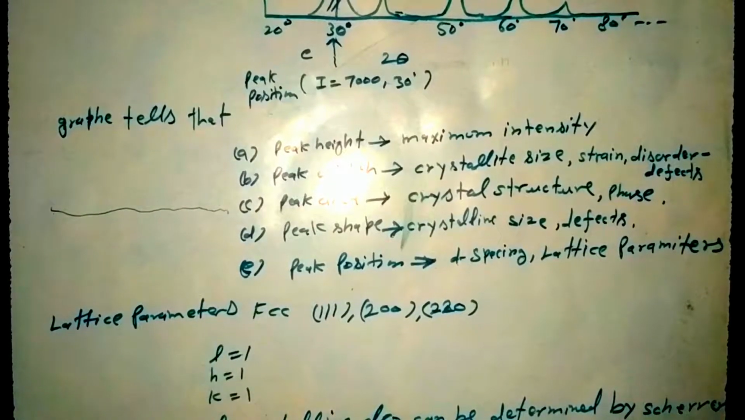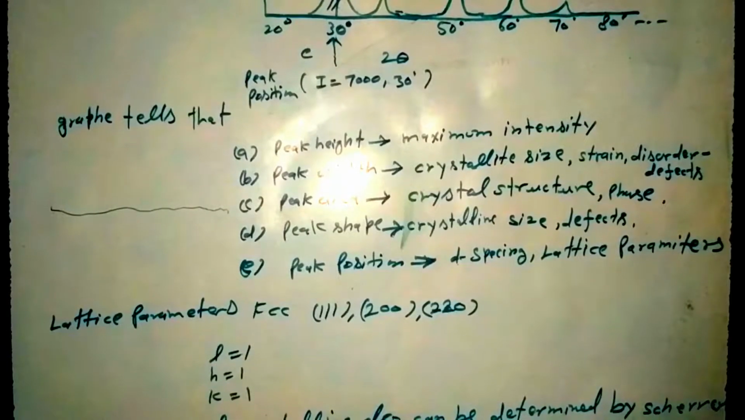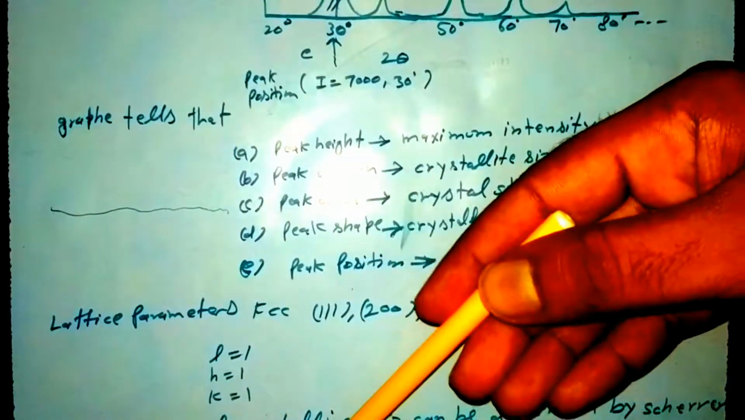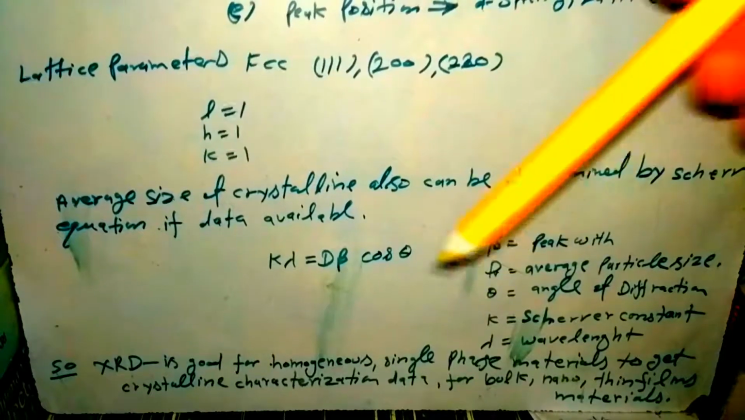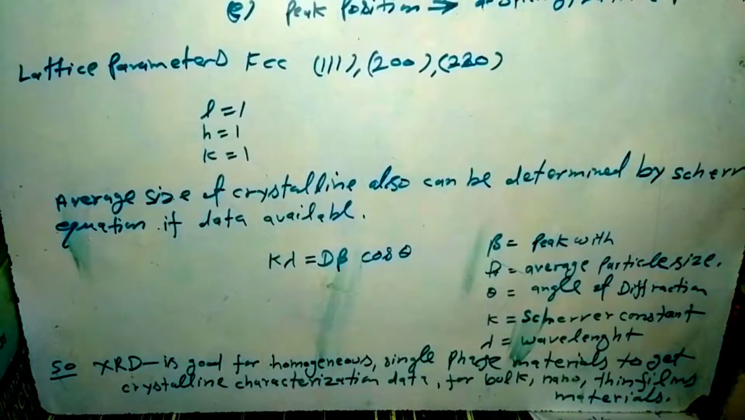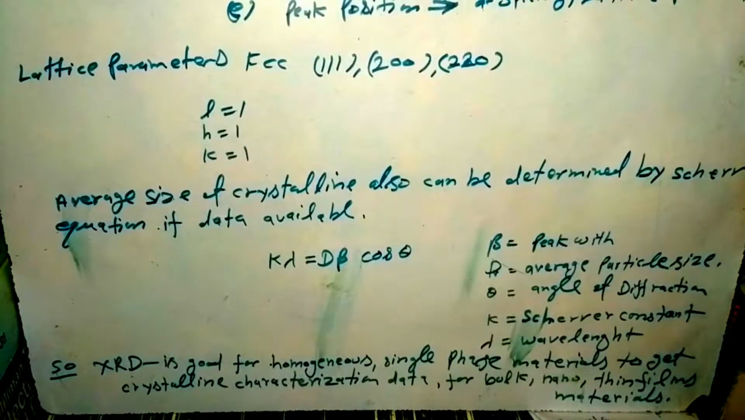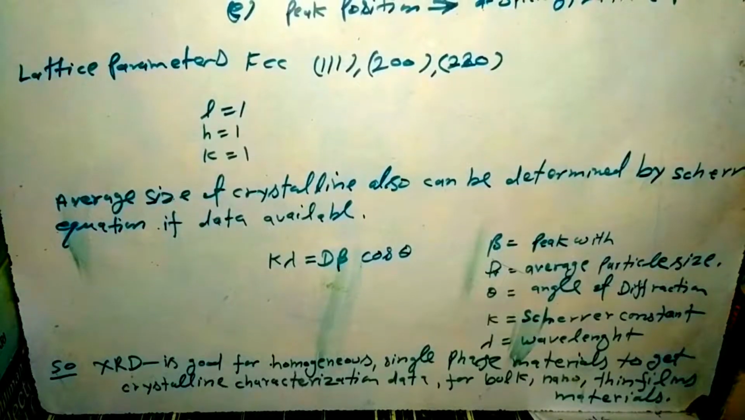We can find many things using the Scherrer equation, like the average size of the crystallite. The equation is t equals K lambda over beta cos theta, which I told you already. Beta is the peak width and t is the average particle size, which relates to the peak shape and tells about the crystal size. Theta is the angle of diffraction, where we receive the maximum height at 30. K is the Scherrer constant, and lambda we are using for this copper characterization is 0.154 nanometer.